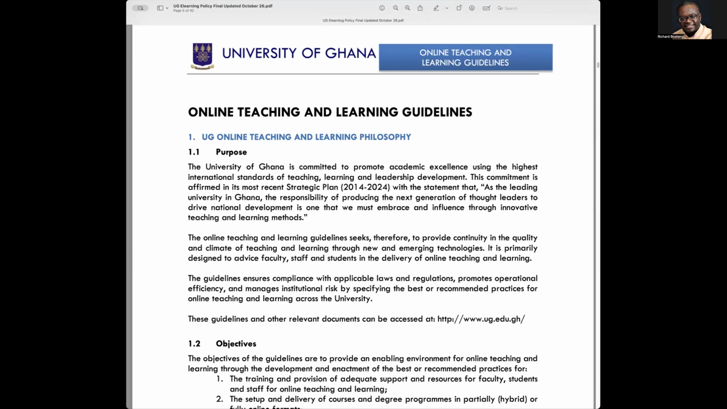The online teaching and learning guidelines seek, therefore, to provide continuity in the quality and climate of teaching and learning through new and emerging technologies. They didn't say through Sakai. They didn't say through Zoom. New and emerging. Give room for other ones. It is primarily designed to advise. To what? Advise best practices.